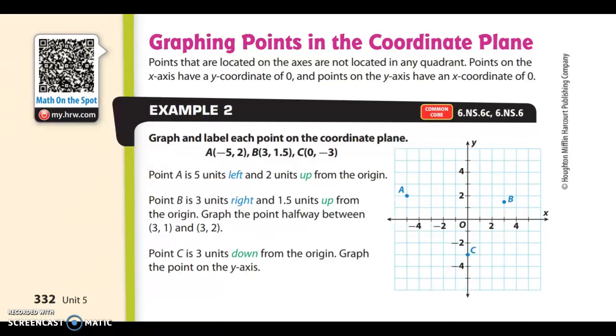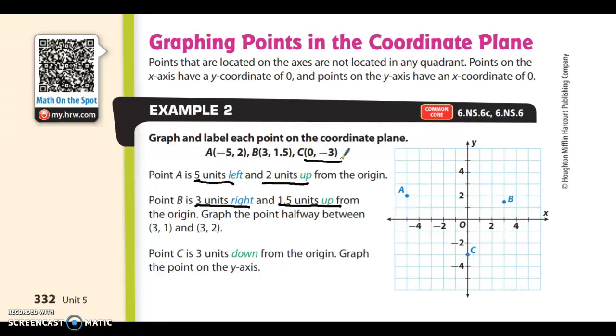The directions for example 2 say graph and label each point on the coordinate plane. The first one is negative 5 and 2. Negative 5 is 5 units left and 2 units up. The negative means to the left and 2 means up. So it's 5 to the left and 2 up. That's point A. Point B is 3 units to the right and 1.5 units up. 3 units to the right, 1.5 units up. That's right here. And then 0, negative 3.